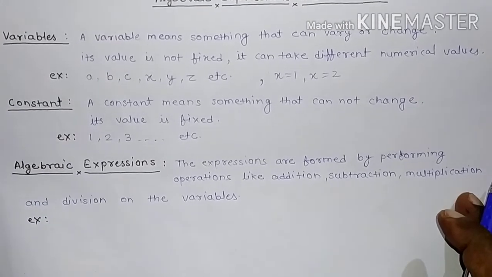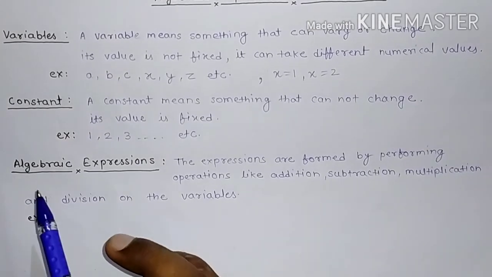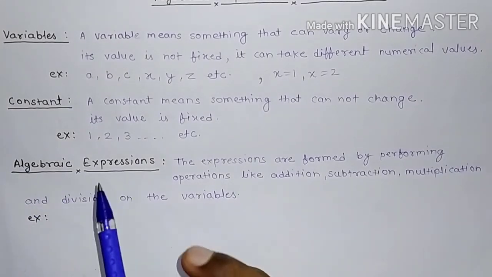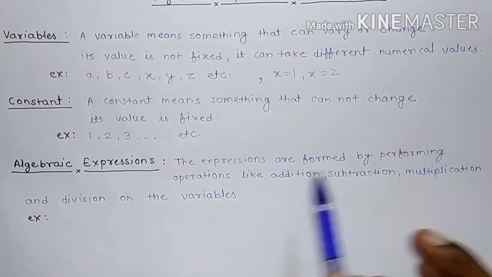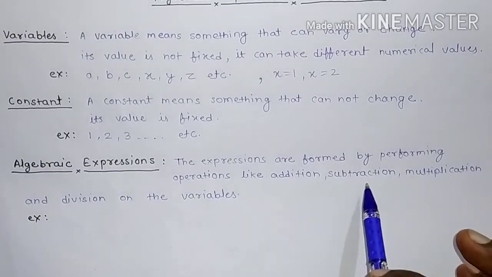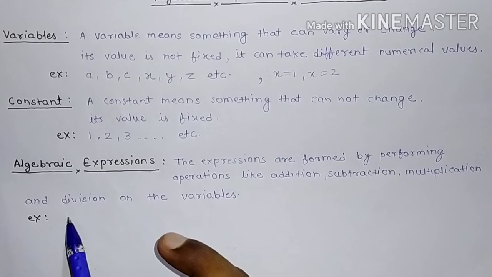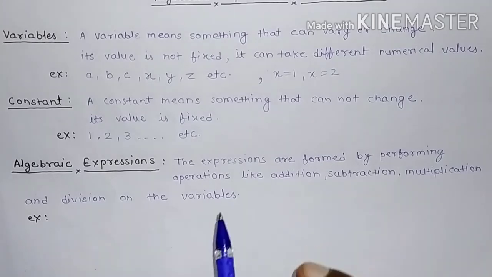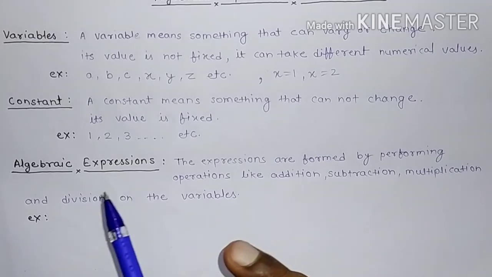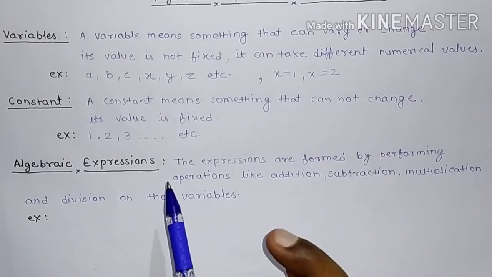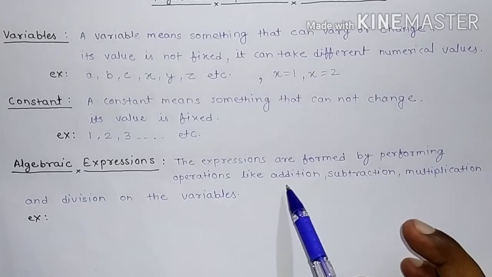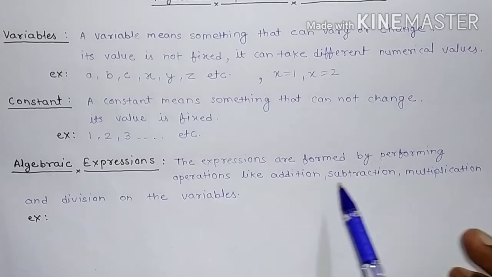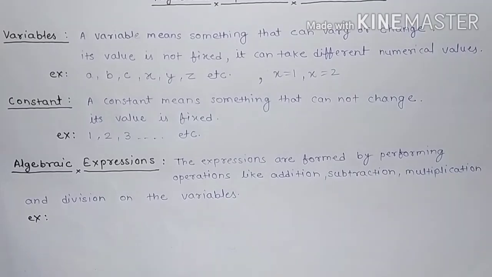Now the next term, that is algebraic expression. What is an algebraic expression? Expressions are formed by performing operations like addition, subtraction, multiplication and division on the variables. Simply we can say an algebraic expression is the combination of variables and constants, and these operations: addition, subtraction, multiplication and division.